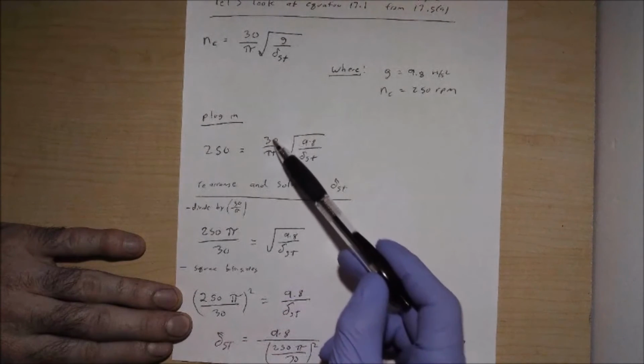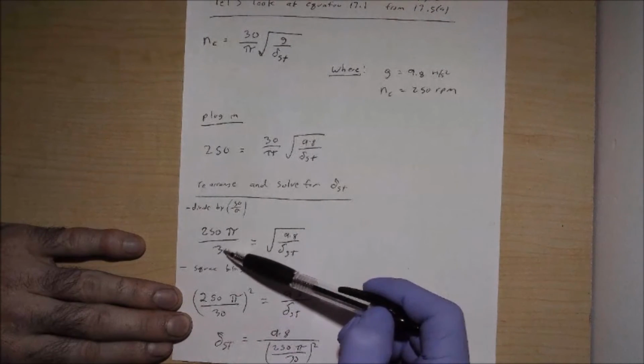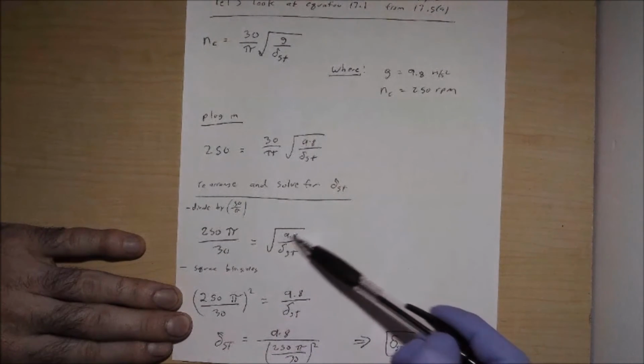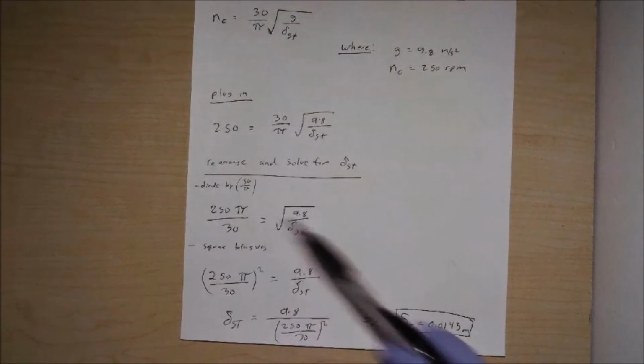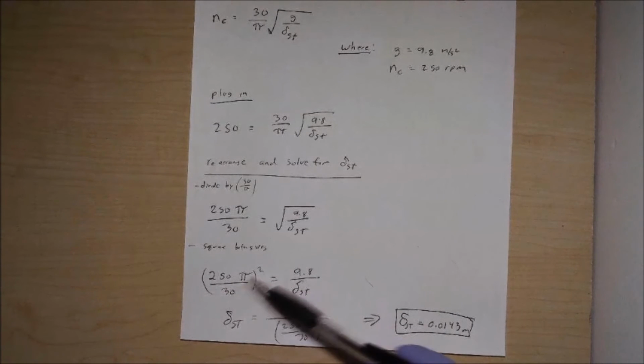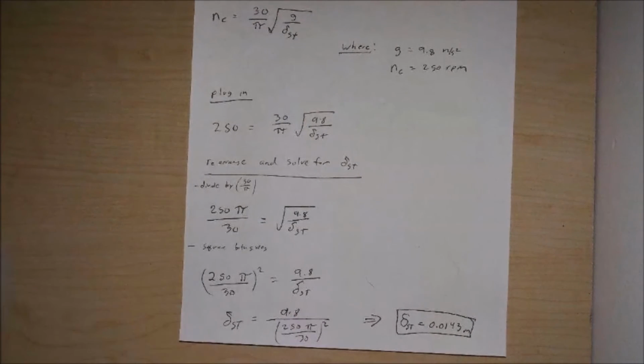We can rearrange and solve. We divide both sides by 30 over pi, so we end up with 250 pi divided by 30 equal to the square root of 9.8 over our delta st. Then we can square both sides, 250 pi over 30 squared, to get rid of the square root, and rearrange it to solve for delta st: 9.8 divided by 250 pi divided by 30, squared. We end up with a value now of 0.0143 meters.